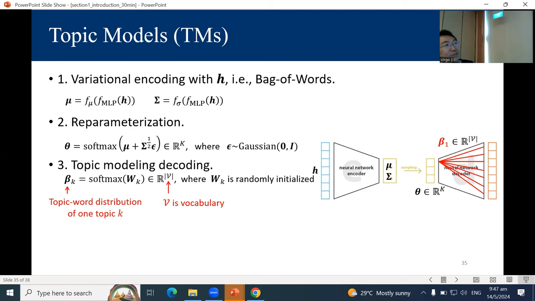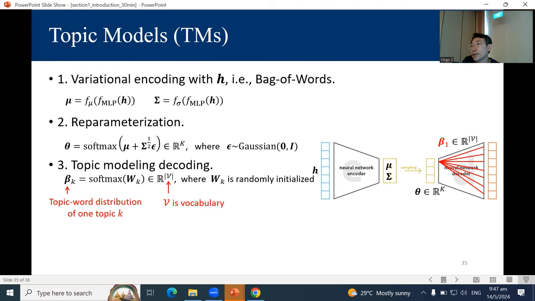Because then the different weights, if there is a higher weight, this word is considered more important. If there is a lower weight, then it's going to be considered less important. And to maintain its probabilistic interpretation, then you can softmax it. And then you basically get a distribution over the vocabulary. And this is what we consider to be topic.